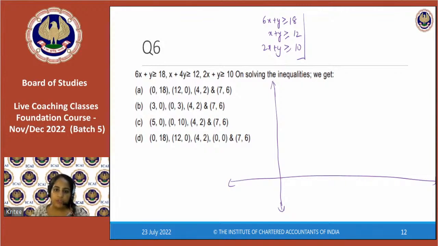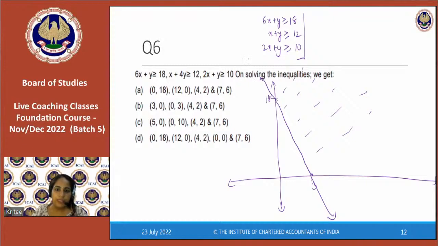When x is equal to 0, y is 18. When y is equal to 0, x is 3. So this is going to be my first line. Since 0 is not greater than or equal to 18, my shading will go above. First line, first condition done.